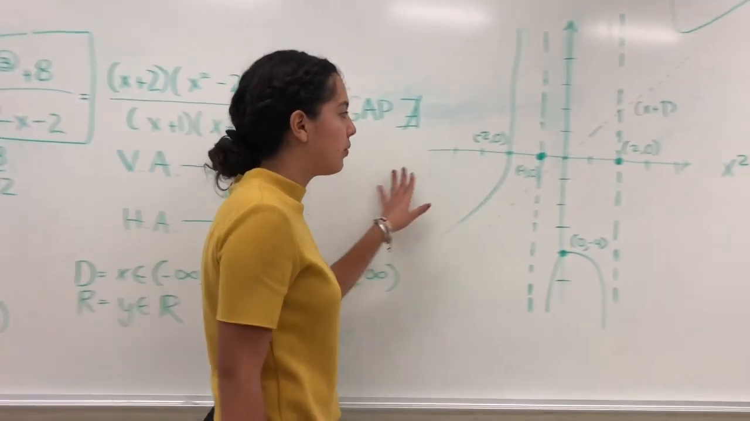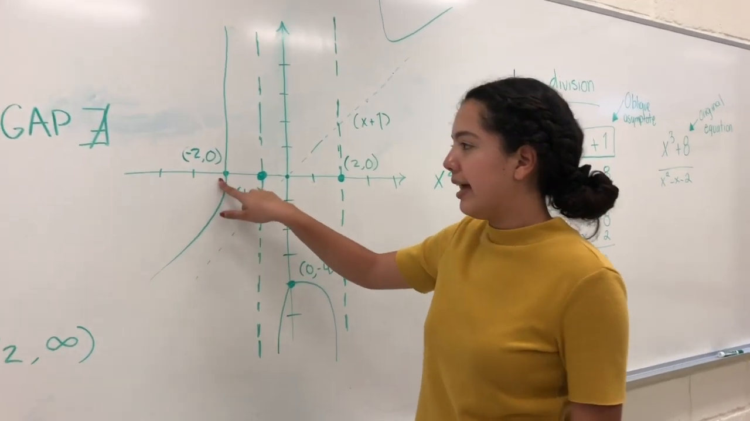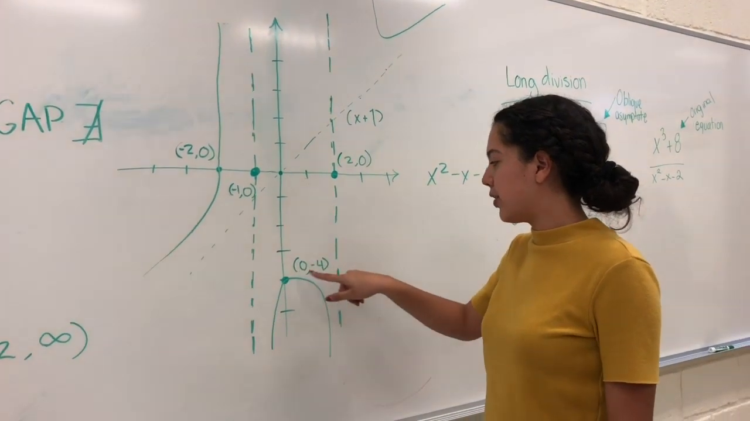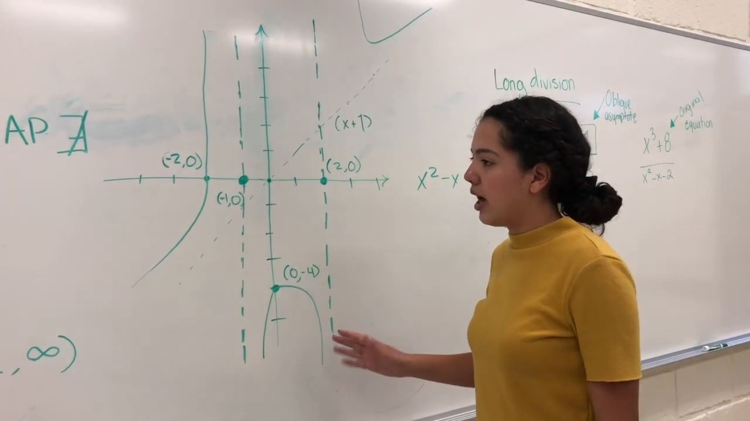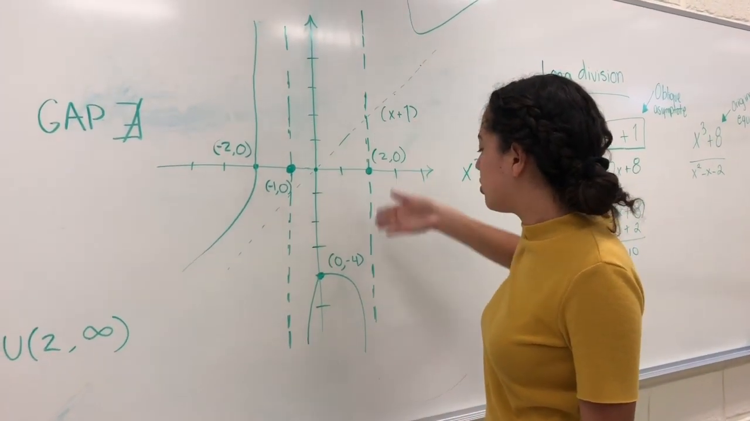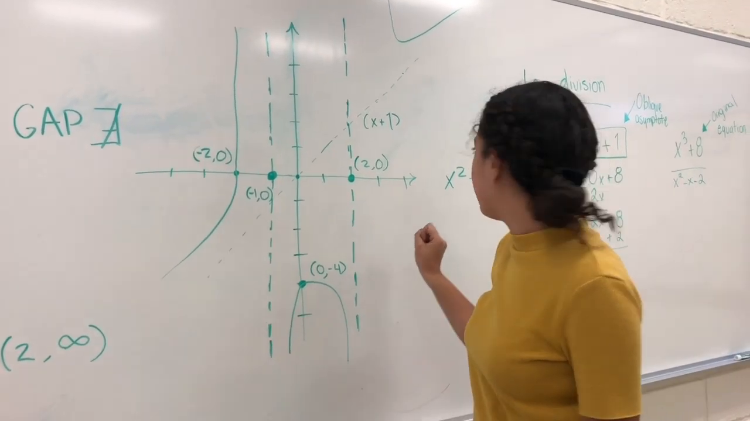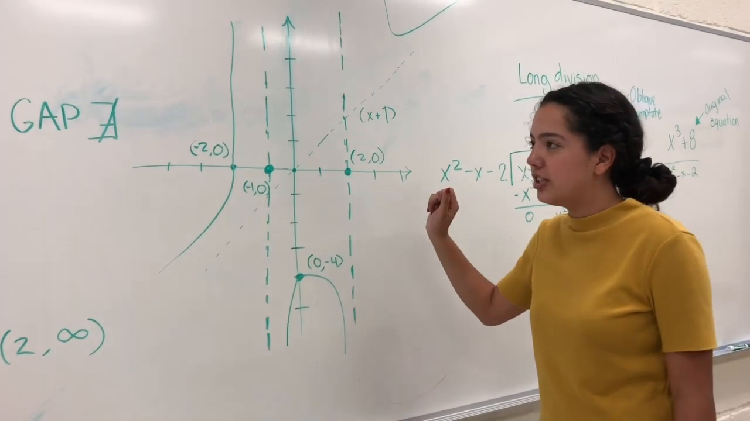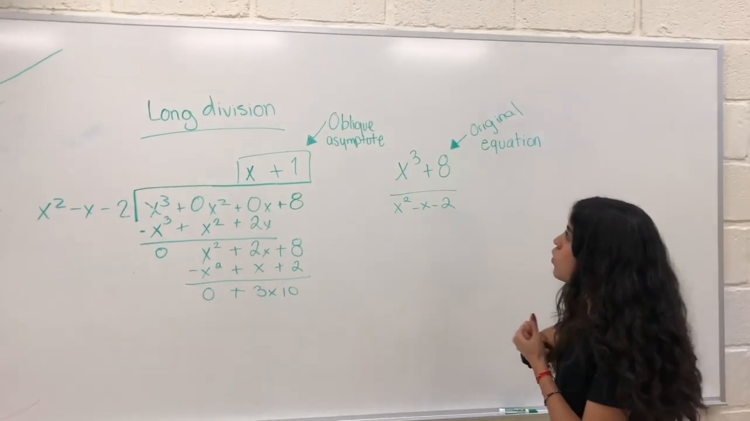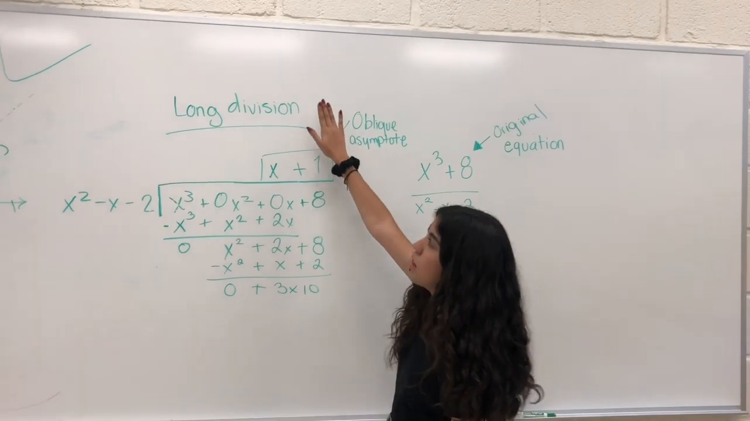Now in the graph, we can see first the intersections: with x it is (-2, 0), and with y it is (0, -4). We also have the two vertical asymptotes, one at -1 and the other one at 2. And then we have to do the long division since we need to calculate the oblique asymptote. So to obtain the oblique asymptote, we need to do the long division.